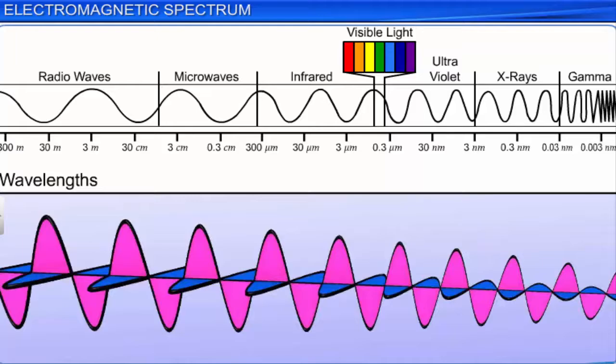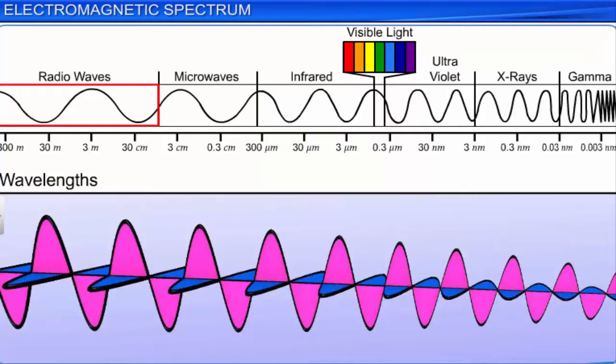The complete electromagnetic spectrum in the increasing order of the wavelengths consists of gamma rays, X-rays, ultraviolet rays, visible region, infrared rays, microwaves, and radio waves.